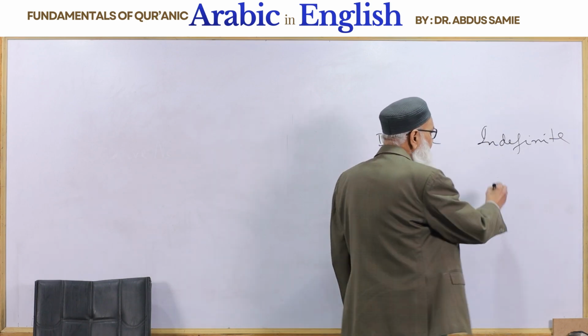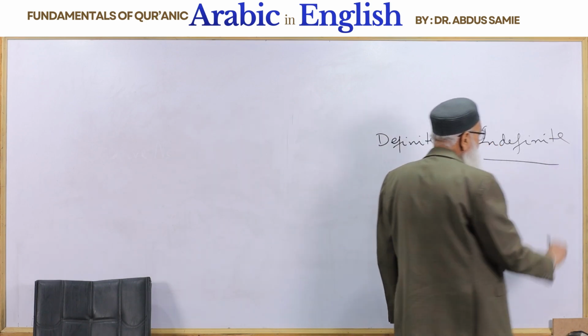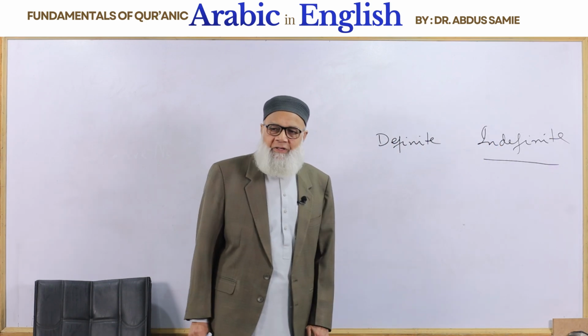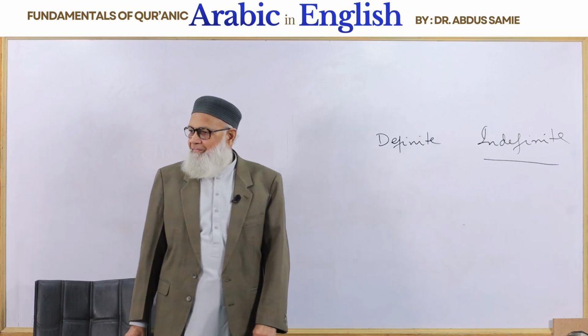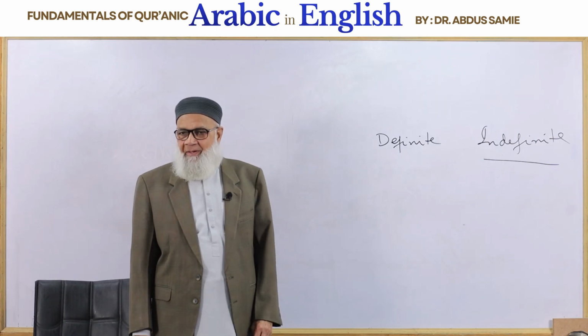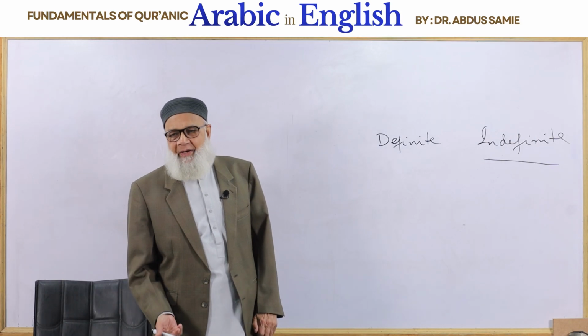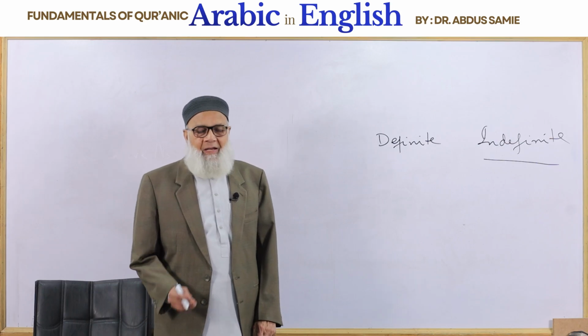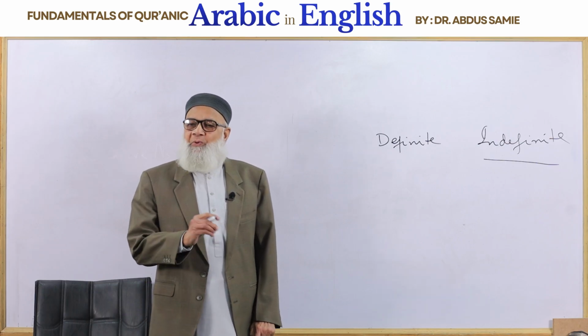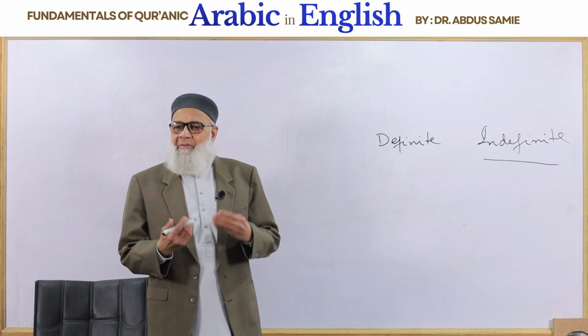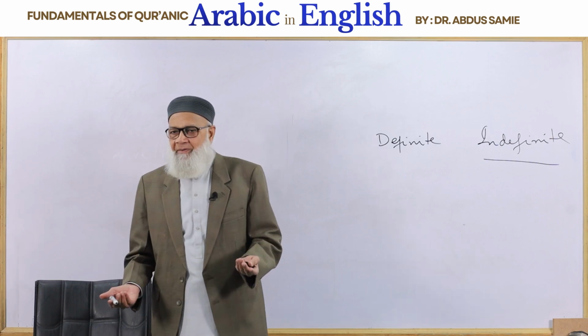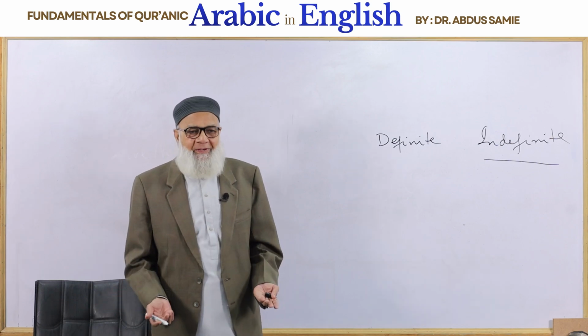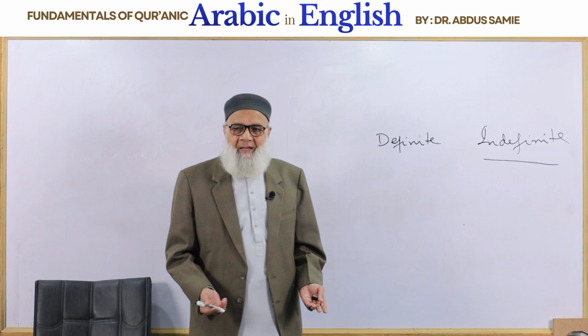The definition of indefinite noun was any noun which is not definite is indefinite. Very simple definition. In other words, you can say whenever a noun is not proved to be definite, it will be treated as indefinite. So what are the proofs of a definite noun?